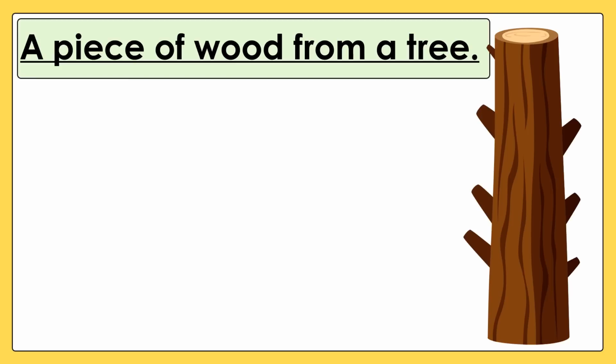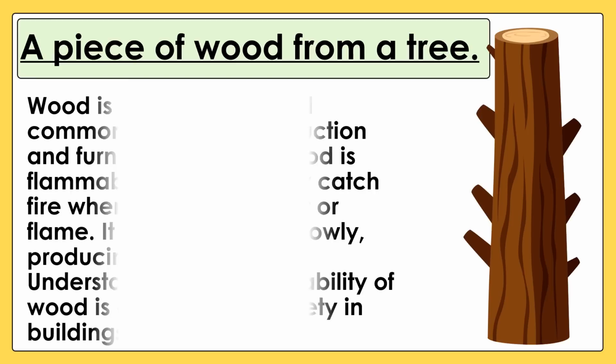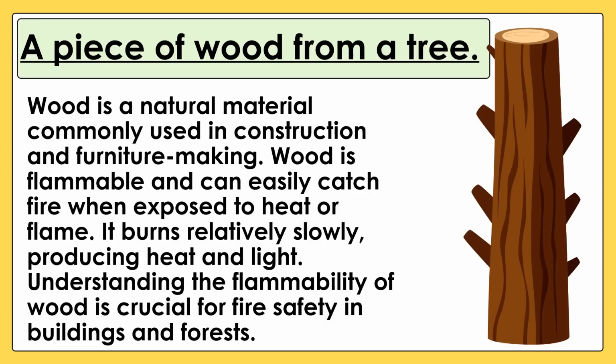A piece of wood from a tree. Wood is a natural material commonly used in construction and furniture making. Wood is flammable and can easily catch fire when exposed to heat or flame. It burns relatively slowly, producing heat and light. Understanding the flammability of wood is crucial for fire safety in buildings and in forests.